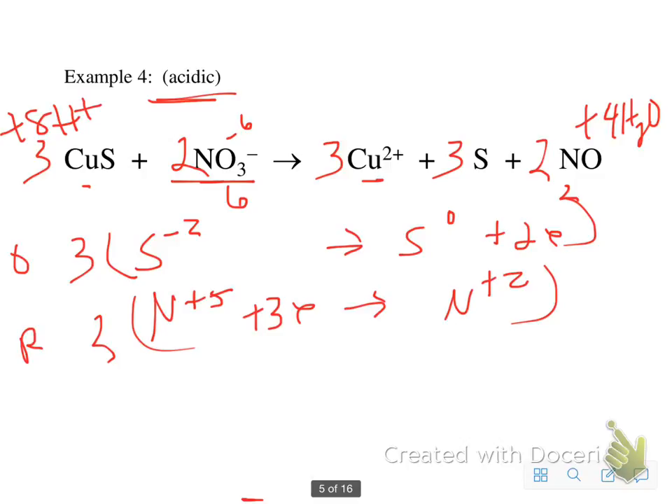I start off by regular balancing. I add waters to adjust the number of oxygens I need, and then I take the number of hydrogens I've added with those waters and add them as H pluses on the other side. So that's going to do it for that one. Now let's take a look at one in basic solution.